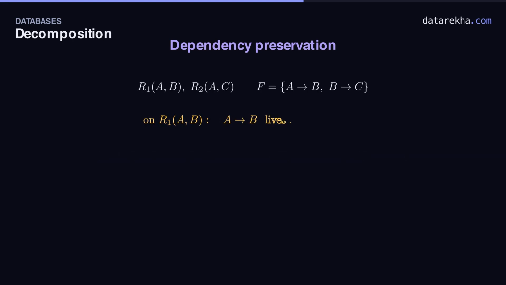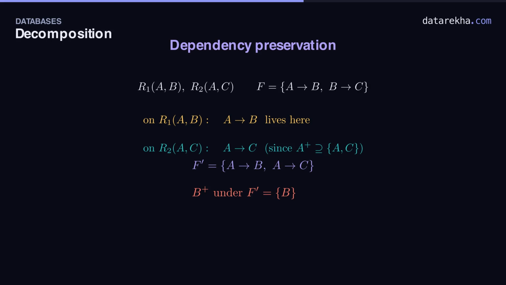Here is the twist worth remembering. Go back to that lossless split, R1 with A and B, R2 with A and C. It rejoined perfectly. But watch what happens to the rules. So the pooled rules are A gives B and A gives C. But the original rule B gives C needs both B and C in one table, and no single piece holds them together. Is it still forced?